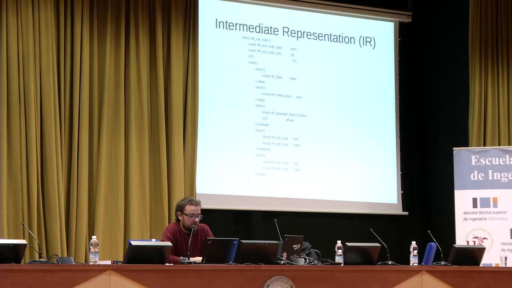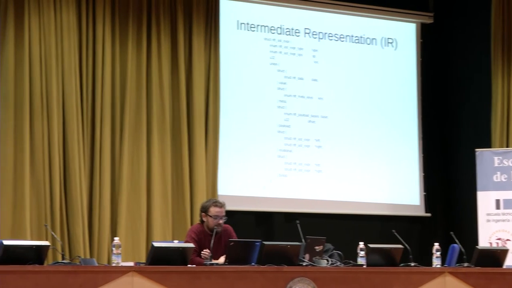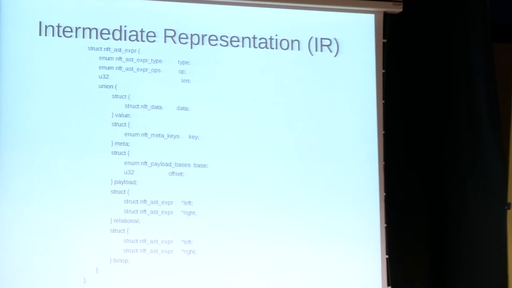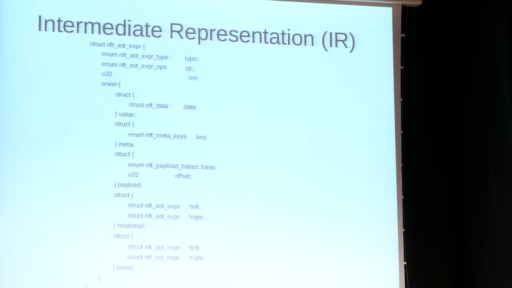And then the possible expressions that we have, as we said, we have a value, we have meta, payload, relational, binary operation. So the value is just a structure, currently NFT data. And NFT data is currently an array of 128, which is the maximum length that we can use to address data in nftables, but this could be any arbitrary amount of data, any arbitrary length. Then we have meta, with an enumeration. In this case, we are using the NFT enumerations already, but it could be generalized. So we have an enumeration with all the meta information that we are capable of matching from other frontends, not only nftables. And then we have the payload that indicates the base, offset, and length, which we have above already. And in case of relational or binary operation, we have a left-hand side and a right-hand side, which is a pointer to another expression.